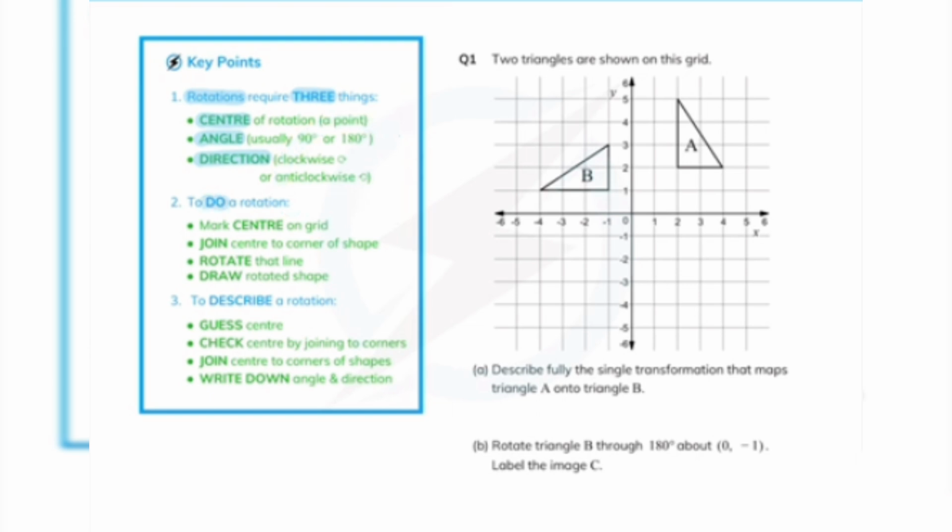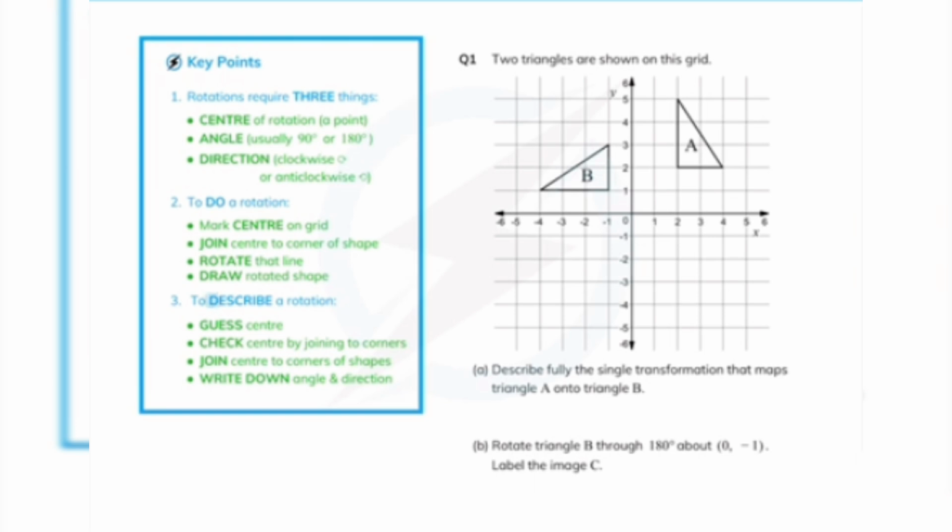Now, as I say, you either have to do the rotation or you have to describe the rotation. And we'll look at the specifics of doing that as we do these questions. So let's do this question. We've got two triangles on the grid, and the first thing we're asked to do is describe fully the single transformation that maps A onto B. It says single transformation because you can't do two sorts of transformation one after the other. It's one single transformation. The fact that the shapes aren't the same way up would tell you that this is a rotation. They're the same size but different ways up, so this is a rotation.